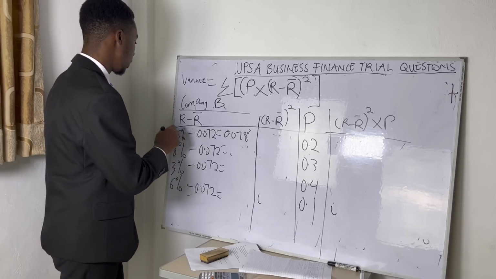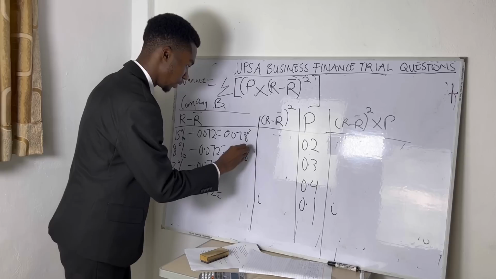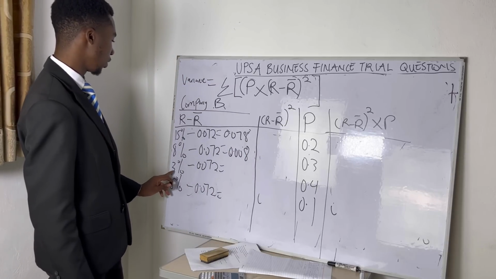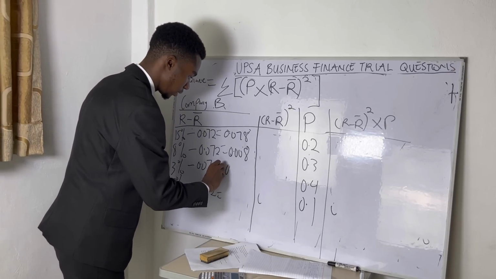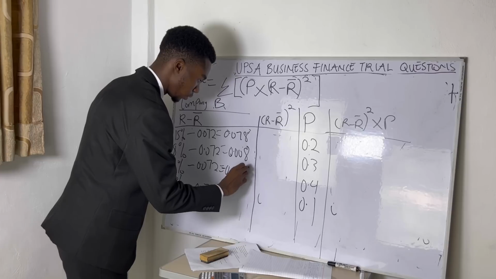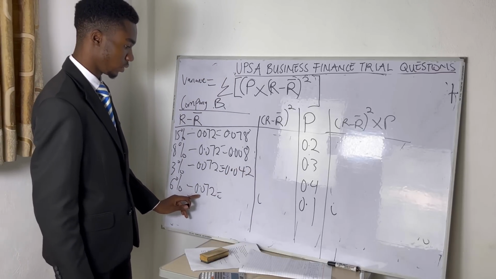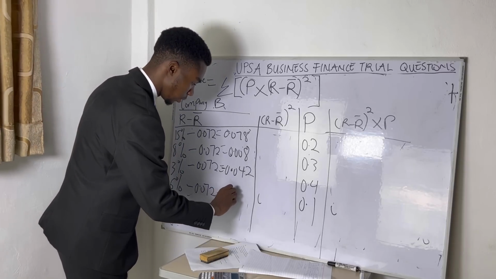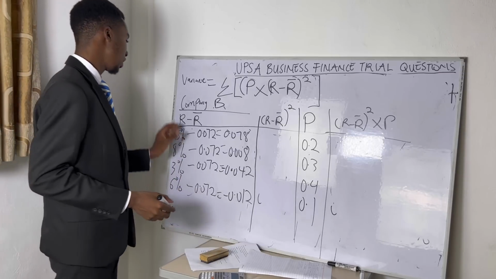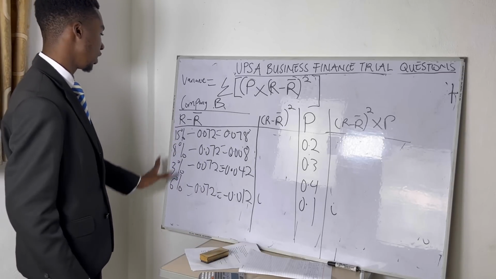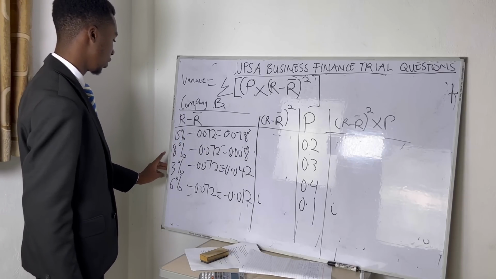For the 8%, it's going to be 0.08 minus 0.072, and you should be getting 0.008. For the 3%, it will be 0.03 minus 0.072, and you should be getting negative 0.042. Then for the last one, 6%, it will be 0.06 minus 0.072, and you should be getting negative 0.012. If the percentage confuses you, you can just change all to decimals like we did the first time. Divide all this by 100 and use it. Here will be 0.15, 0.08, 0.03, and 0.06.